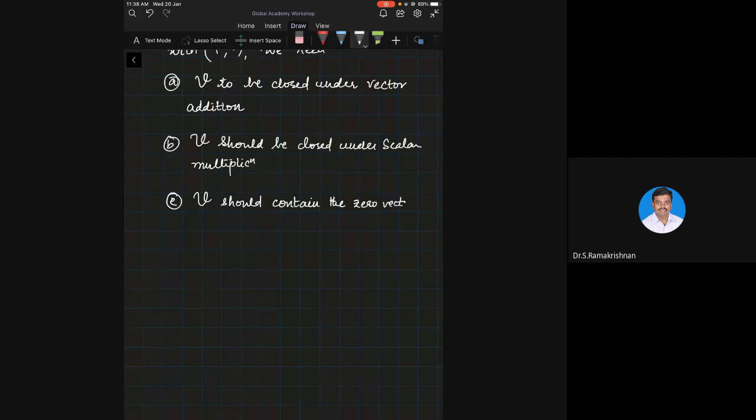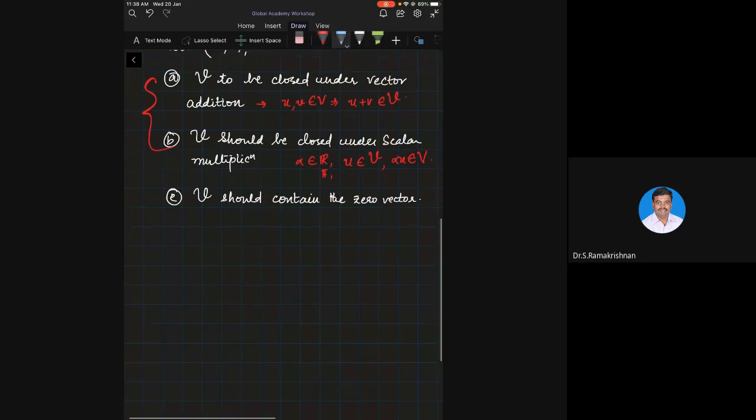Is this okay? Now we will club these two properties together. This means u, v elements of V implies u plus v is an element of V. And alpha in R, or say the field, and u in V, implies alpha u is an element of V.